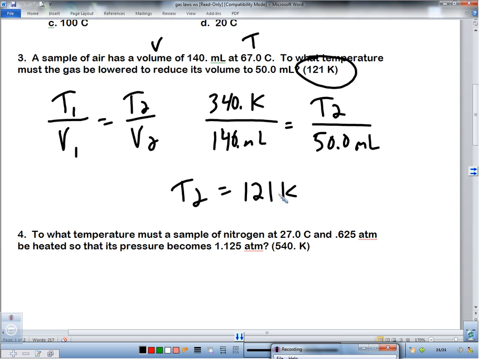So 121 K. Go ahead and try it if you want to, and put in 67 degrees Celsius and try to convert it back later and see if it works. I'll tell you now, it doesn't. You need to have kelvins in the formula.